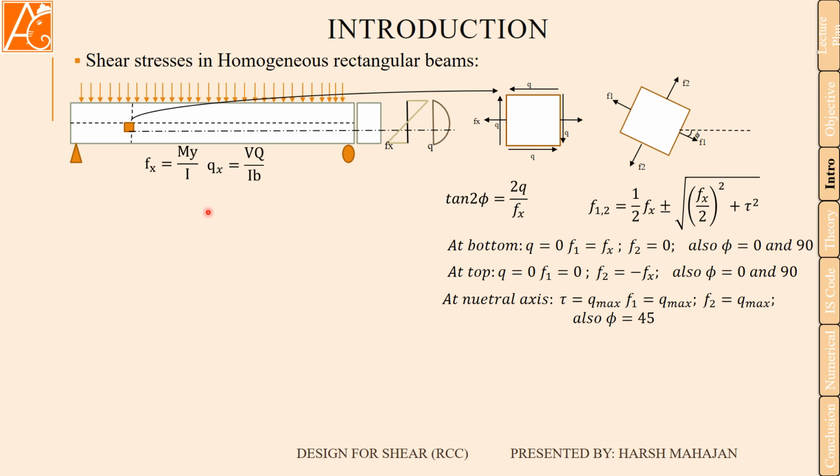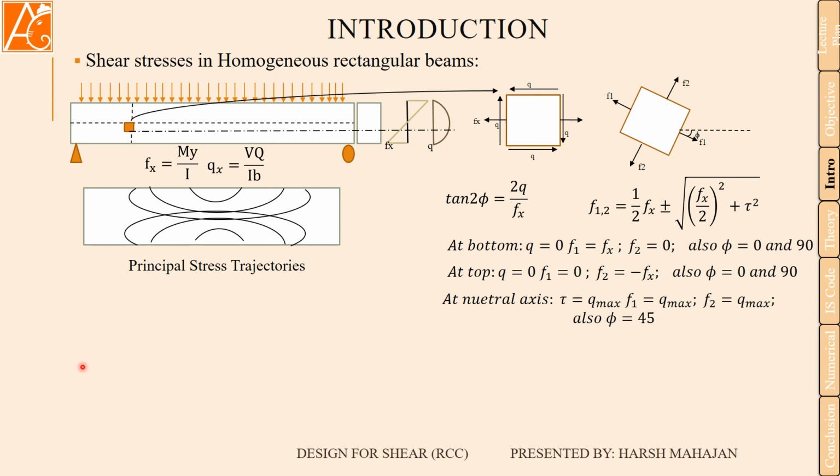And at the neutral axis tau equals Q max. You see, at the neutral axis tau equals Q max, but there is no flexural stress at the neutral axis. Hence your principal stress will be equal to Q max, and the angle will be phi.